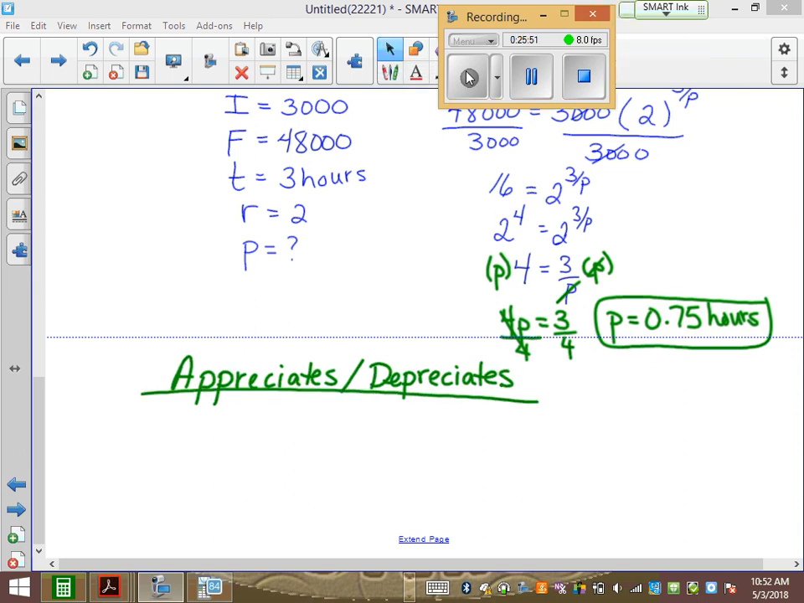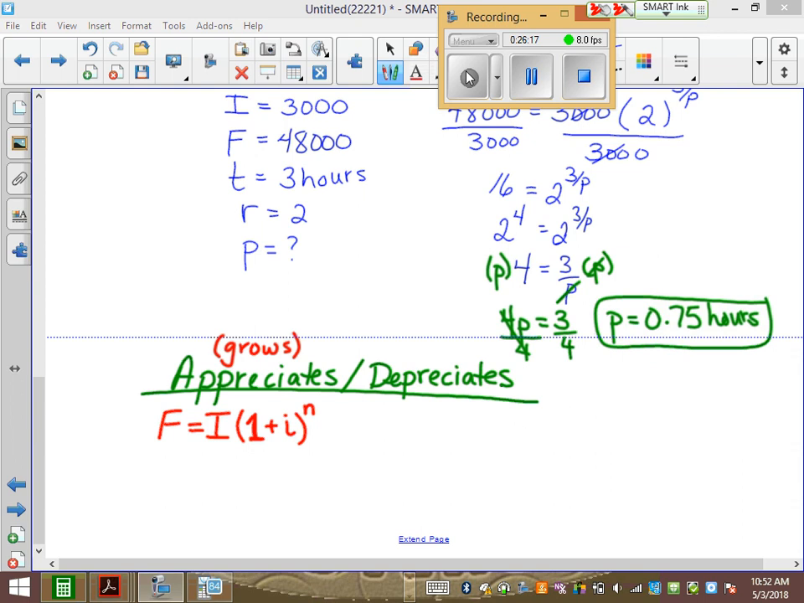They're going to look similar in the fact that the final and the initial will be the same. If something appreciates or it grows, the formula is final equals initial, and then we're going to take our 1 and we're going to add to it our interest rate to the n. This is a 1.